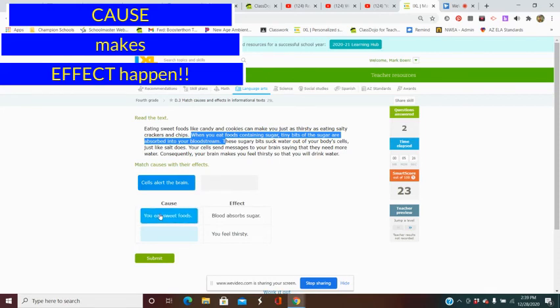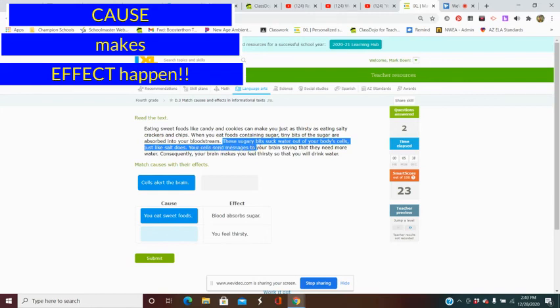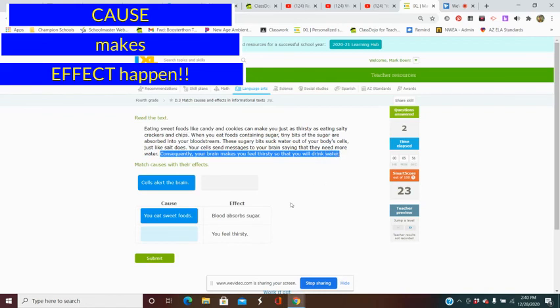And then what makes you feel thirsty? It says these sugary bits suck water out of your body's cells like salt does, and your cells send a message to your brain saying they need more water. And we'll keep reading, consequently, your brain makes you feel thirsty so that you will drink water. So what makes you feel thirsty? Yeah, cells tell your brain to get some water into you.